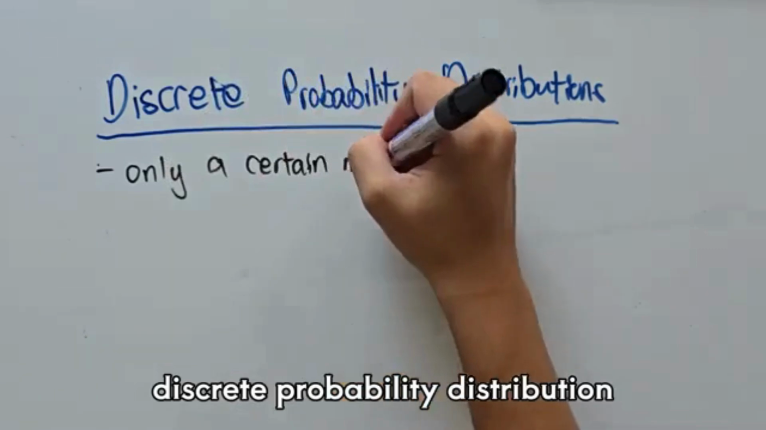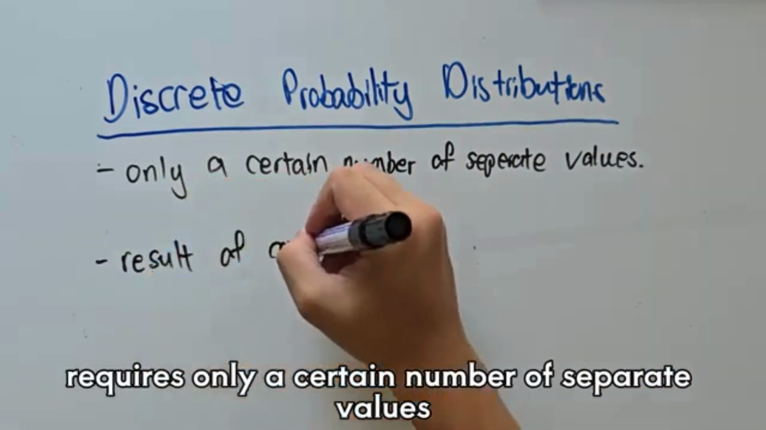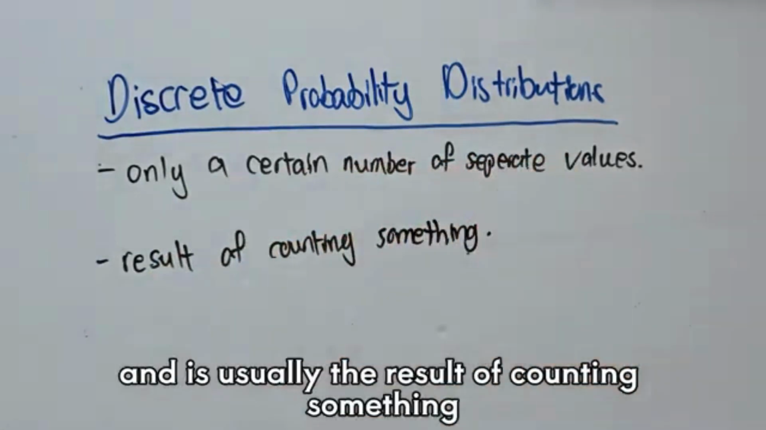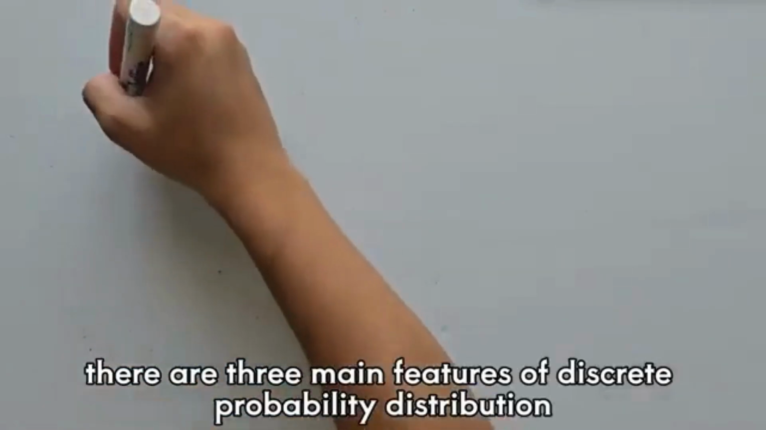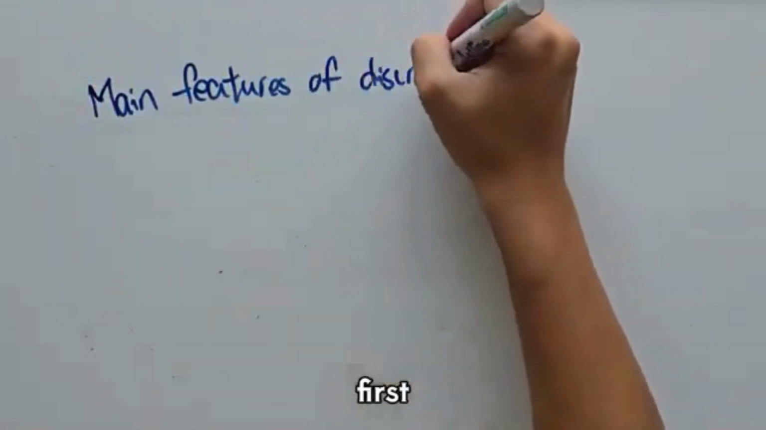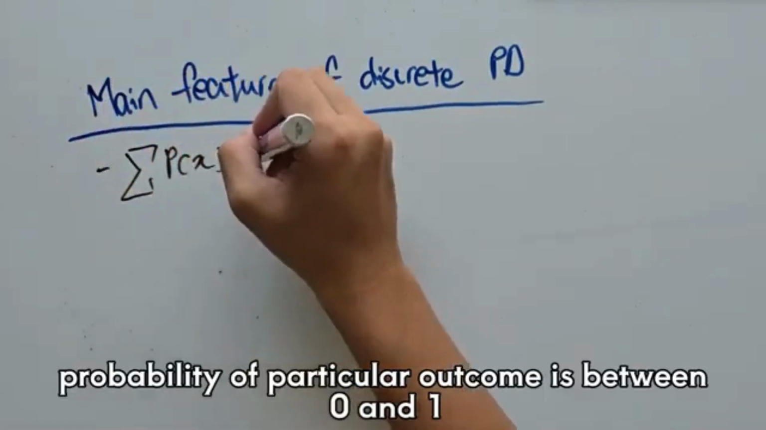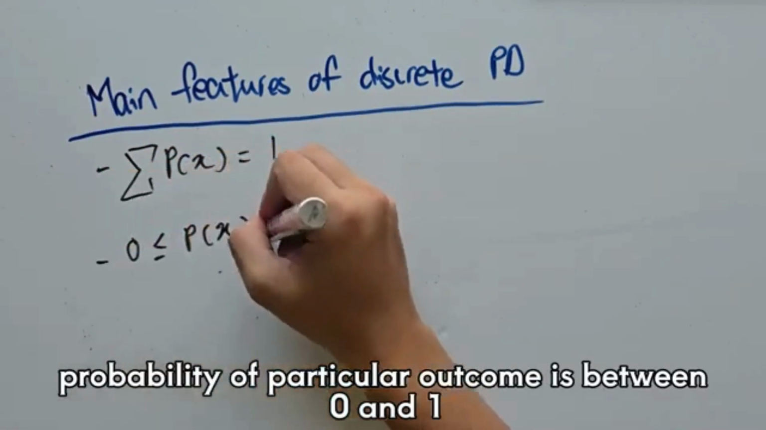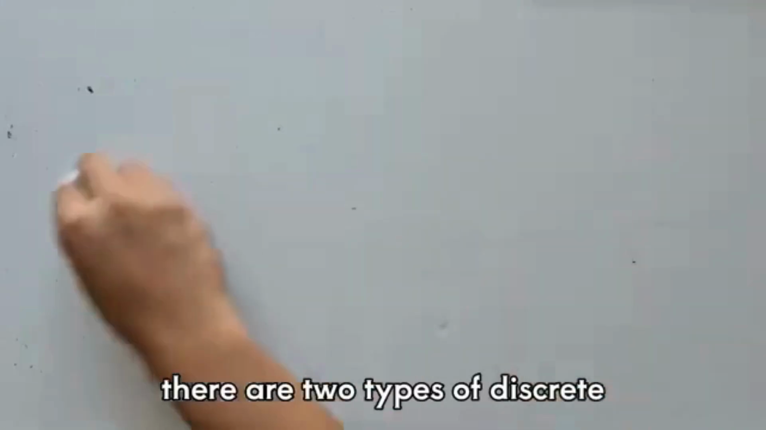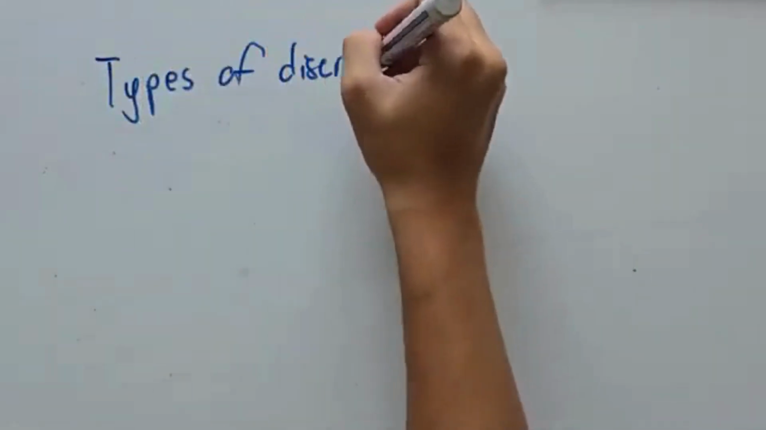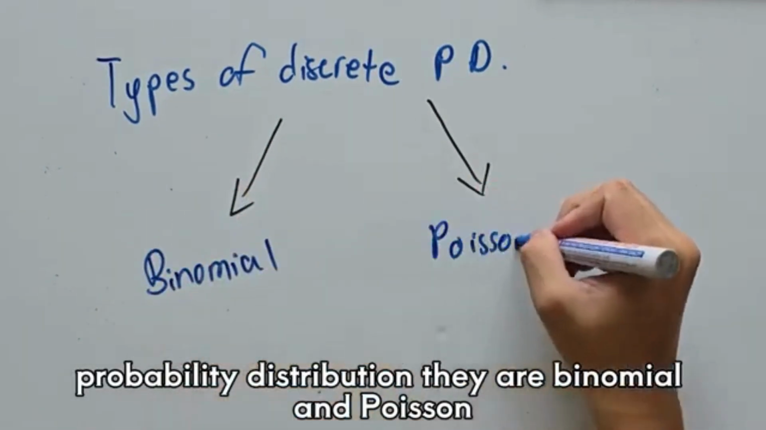Discrete probability distribution requires only a certain number of separate values and is usually the result of counting something. There are three main features of discrete probability distribution. First, the sum of the probability of all outcomes is 1. Second, the probability of a particular outcome is between 0 and 1. Third, outcomes are mutually exclusive. There are two types of discrete probability distribution. They are binomial and Poisson.